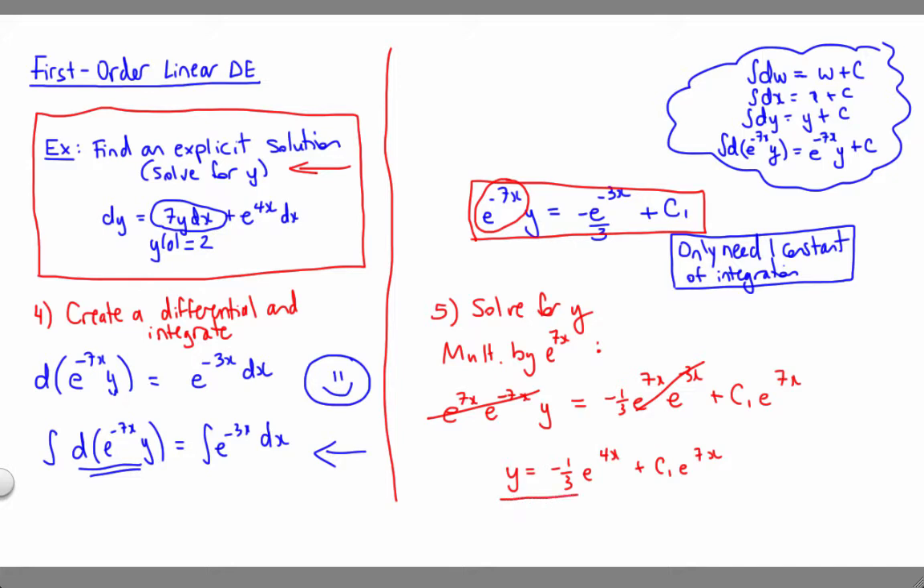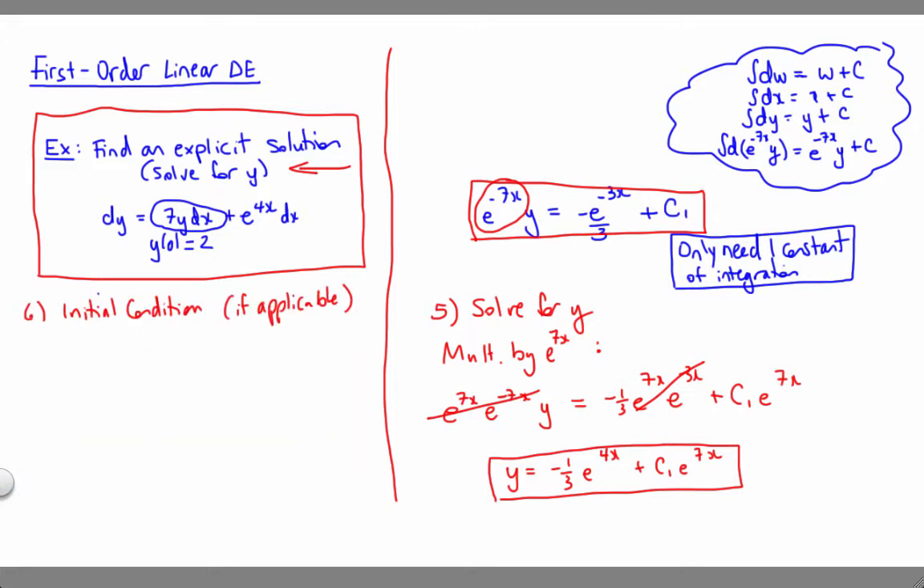Great, so we are almost done. We've now got an explicit solution. The very last thing we need to do is just use our initial condition. So step 6, initial condition if applicable. Some questions don't come with initial conditions, in which case you ignore this final step here.